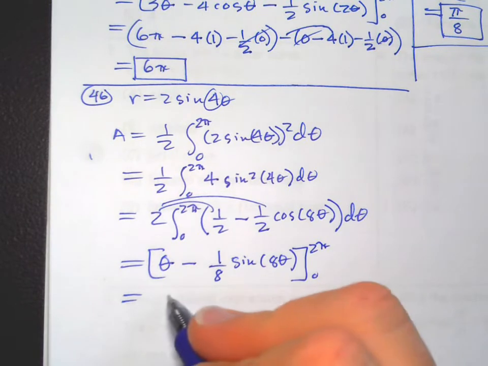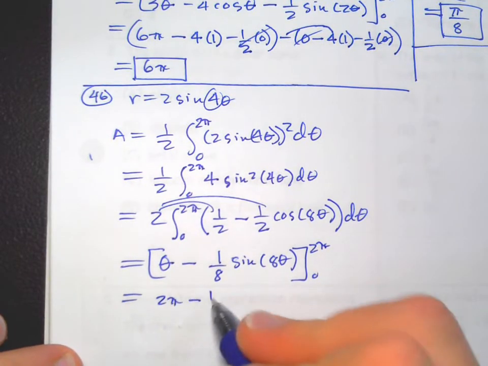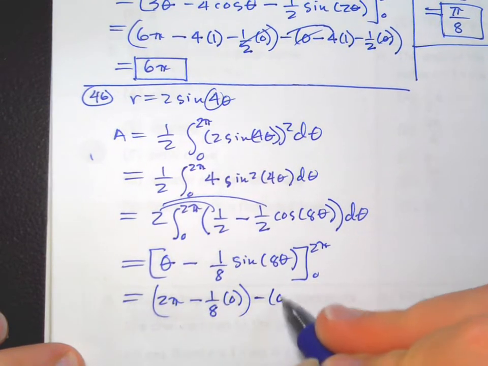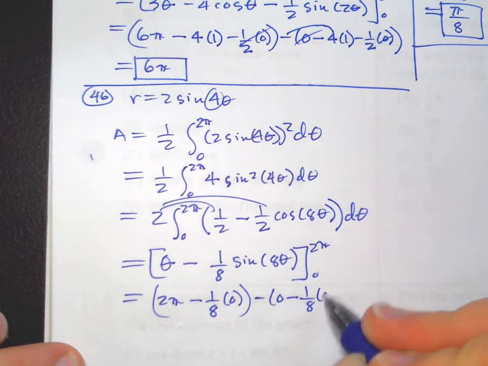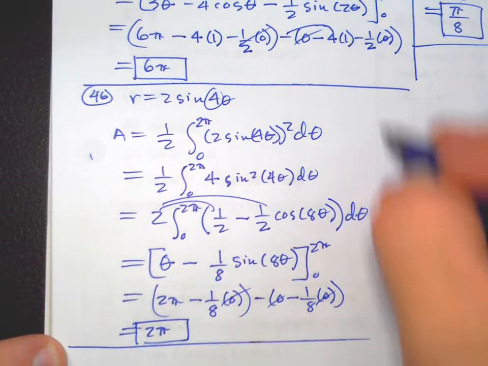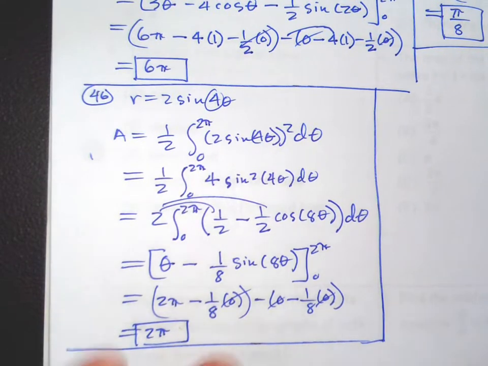So that would be 2 pi minus 1/8 sine of 16 pi, which is 0, minus 0 minus 1/8 sine of 0, which is 0. So the answer is 2 pi. I think that's probably your easiest way of doing that problem.